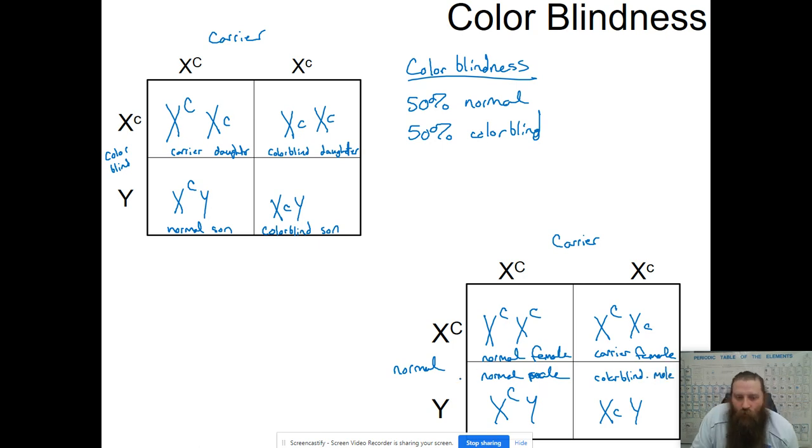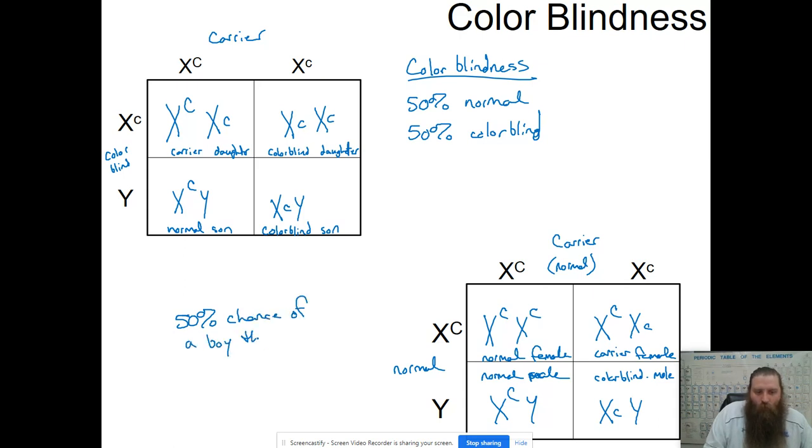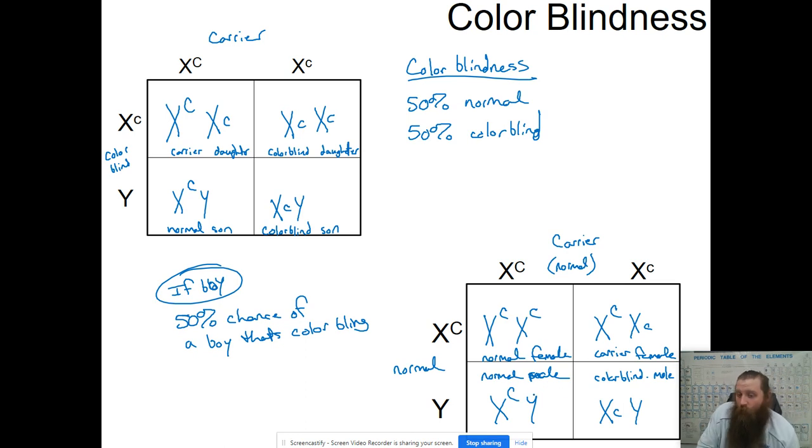All right. So normal, regular color seeing guy with a carrier female. So she thinks she's normal, right? As far as she knows, unless she's been tested, she thinks she's normal as far as what she can see. Well, here you have a 50% chance of a boy that's colorblind, right? If you have a boy, it's a 50-50 chance it's colorblind, all right?